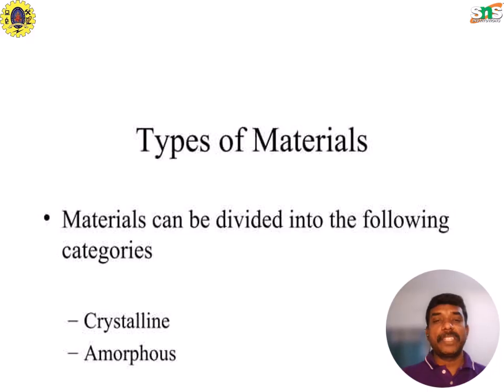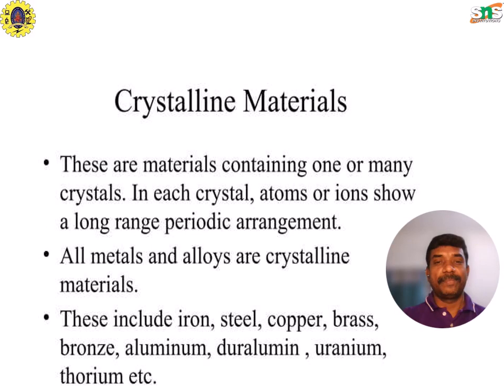The materials are classified into a number of categories, and this is going to be category number 1, in which all the materials that are found in the universe can be categorized as either a crystalline material or an amorphous material. So classification number 1, the materials can be a crystalline material. What is the literal meaning of crystalline material? These are the materials containing one or many crystals. In each crystal, atoms or ions show a long-range periodic arrangement. In other words, crystalline materials always follow the same pattern as far as their microstructures are considered.